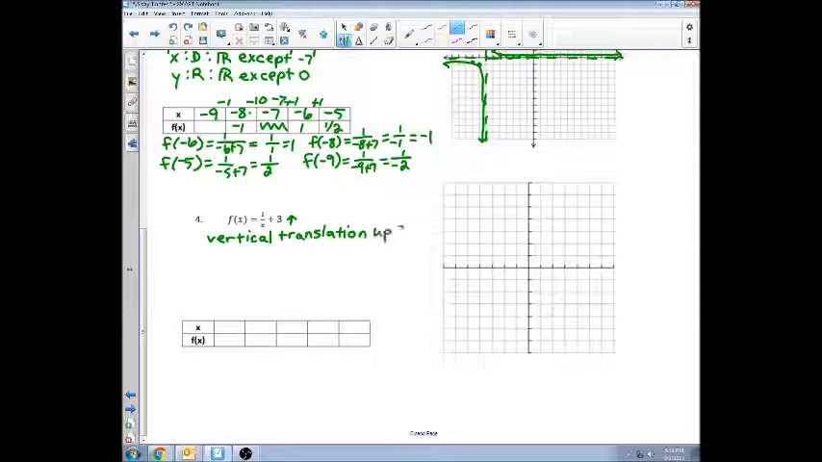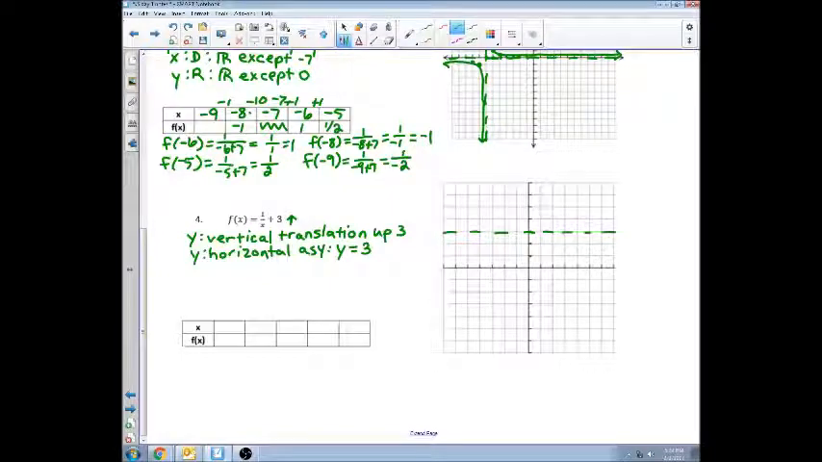up 3. The vertical translation works with my horizontal asymptote. Because the vertical works with my y, the horizontal works with my y. So my y has moved from 0 up 3, so it'll be at y equals 3. If I go to y equals 3, there's y equals 1, 2, and 3. I'm going to have a horizontal asymptote at 3.